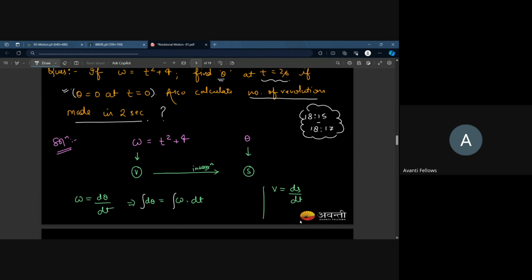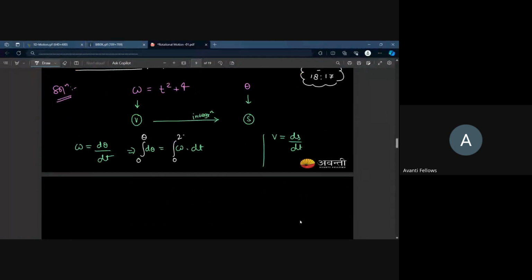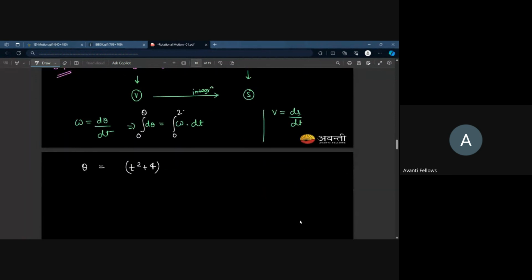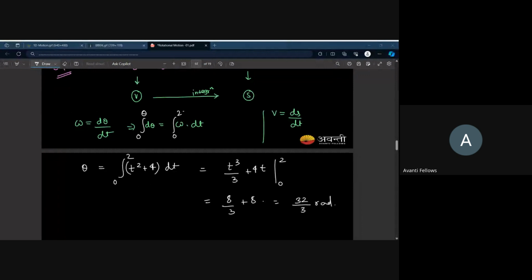For integration, you have the additional information that theta is 0 at t equals 0, and at some time t, which here is 2 seconds, you need to find theta. So when you integrate d theta, you get theta. While integrating, you substitute the value of omega, which is t square plus 4, multiplied by dt, and the integration runs from 0 to 2. Just solve it. It would be t cube by 3 plus 4t, and the limits go from 0 to 2. It would become 8 by 3 plus 8, minus 0. Just solve it. So it would become 32 by 3 radians. Have you got it? Is it difficult?